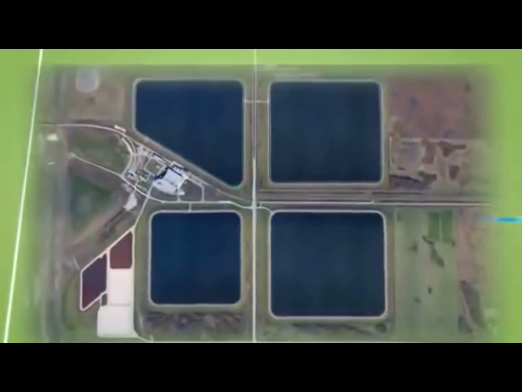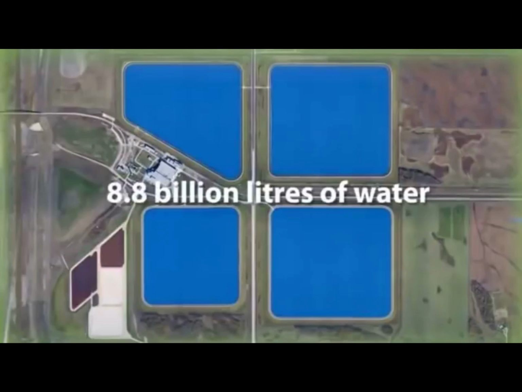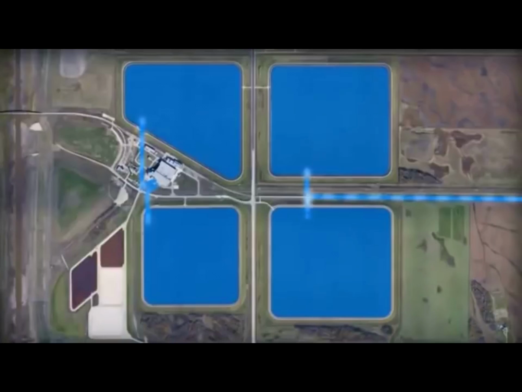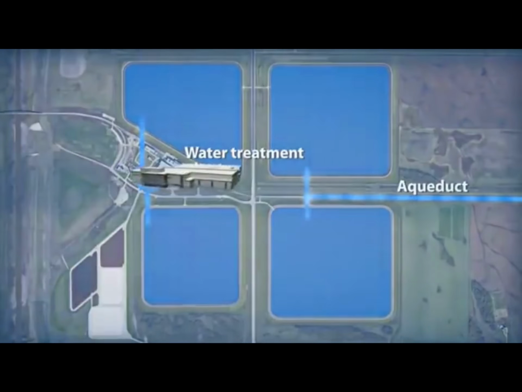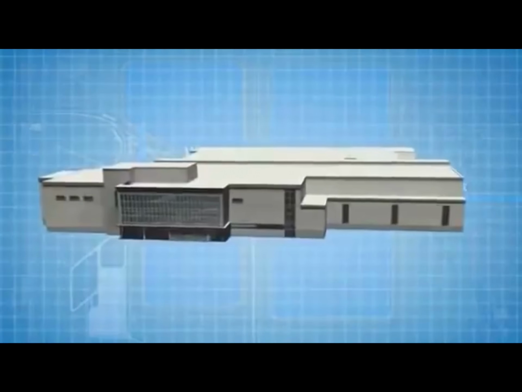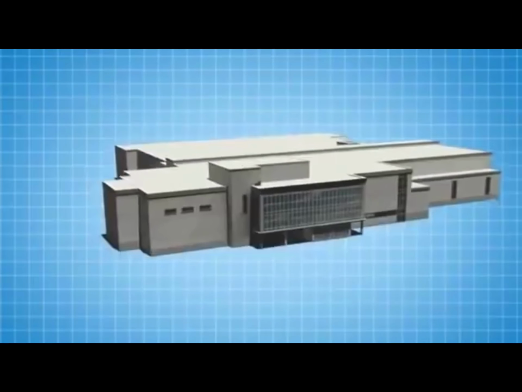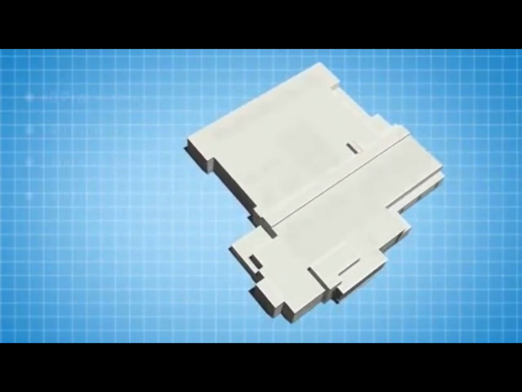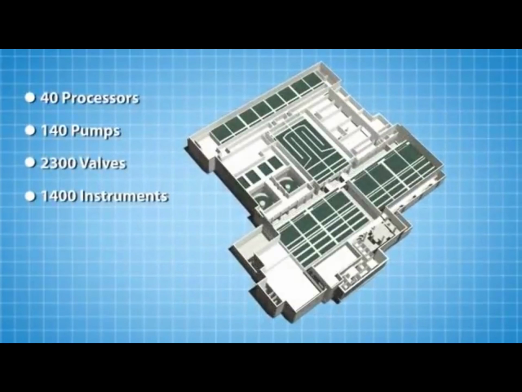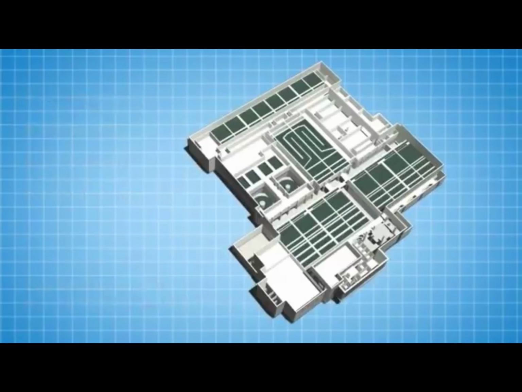The reservoirs hold up to 8.8 billion liters of water, which on average is enough to supply Winnipeg for about 30 days. Water flows from the reservoirs through 2 large pipes into powerful pumps that move the water into the plant for treatment. This $300 million state-of-the-art facility features a highly automated system that monitors and controls a wide variety of instruments, mechanical equipment, and electrical equipment including 40 processors, 140 pumps, 2,300 valves, and 1,400 instruments. It can treat up to 400 million liters of water per day.